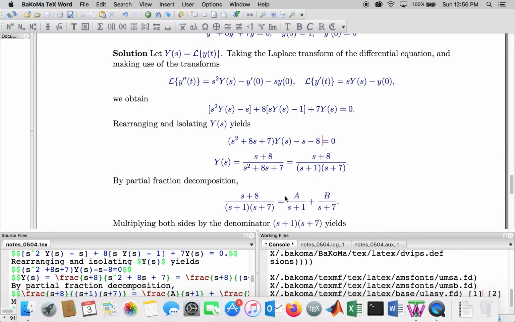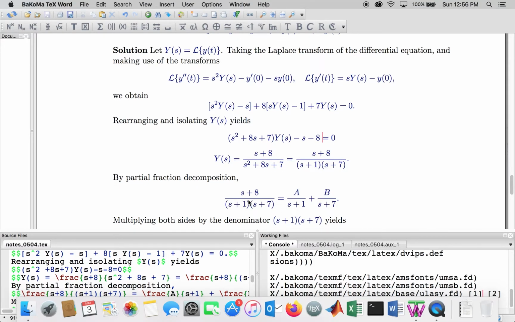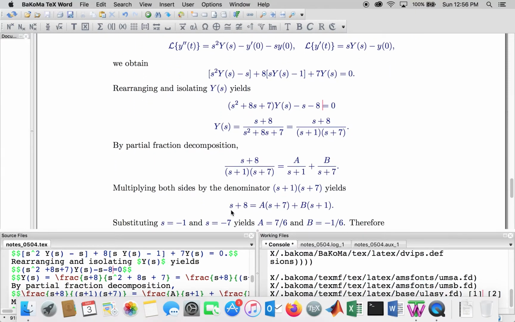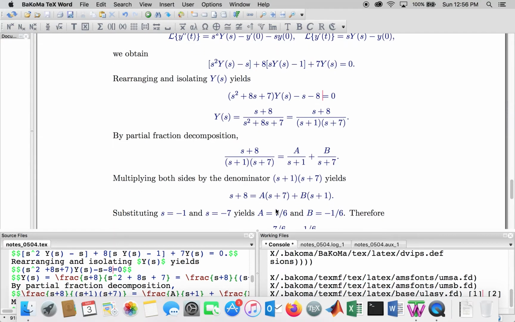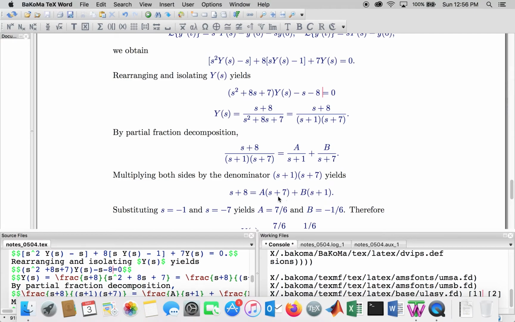Like in a previous problem, we have the partial fraction decomposition. So you have this fraction decomposes into a constant over this factor plus a constant over the other factor. As before, multiply both sides by the entire denominator of the left side, and what you get is the numerator from the left side, and then we have a times whatever is not underneath it, plus b times whatever is not underneath it. So we have this equation here. You can choose any two values of s to substitute in here to solve for a and b. Again, choose the most convenient s values, the ones that make these factors zero. So that would be s equals minus 1 and s equals minus 7.